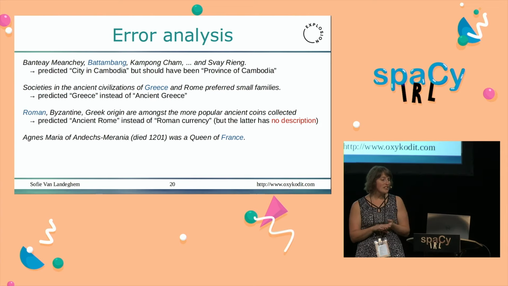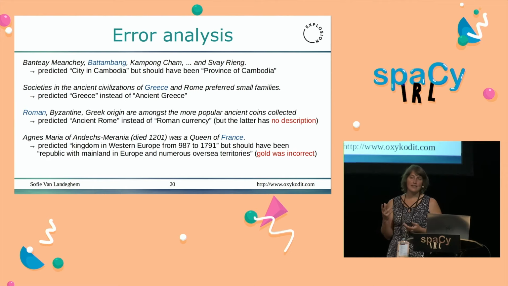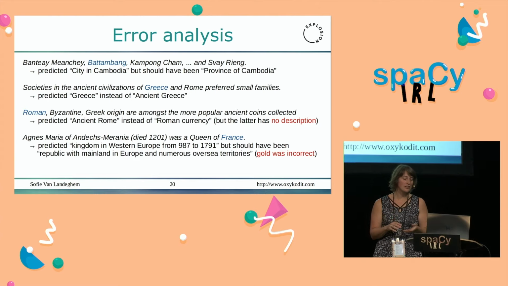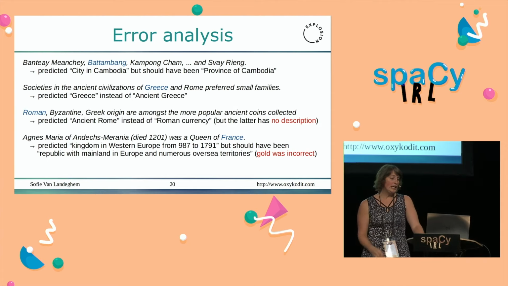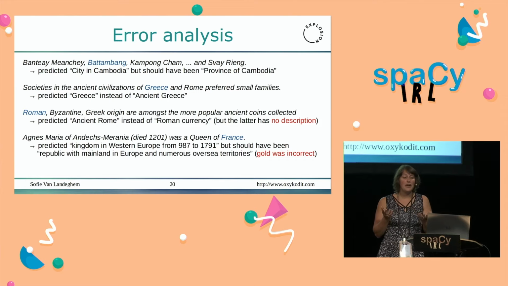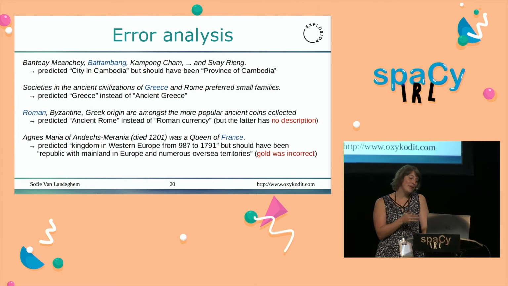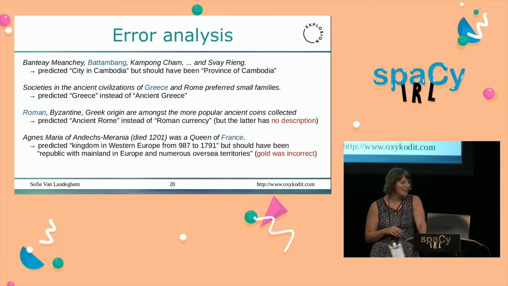And then finally, this was one of the first examples that I encountered, this Agnes Maria, who was a queen of France, and she died in 1200. So what the entity linker does here, it predicts this entity called Kingdom in Western Europe from 1980 to 1700 and so on, which sounds pretty accurate to me. Even the date is in that interval. But the gold data says that it should have been Republic with mainland in Europe and so on, which is the actual France of today. So in my honest opinion, I know I'm always biased and defending my machine learning models, but in my honest opinion, the gold was incorrect here and the model was correct.